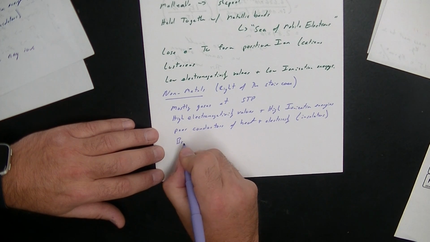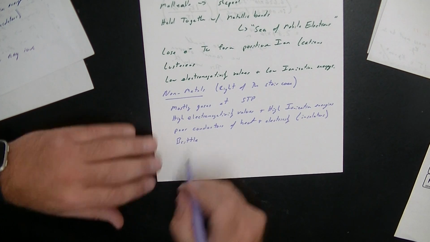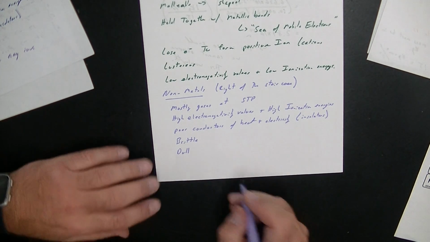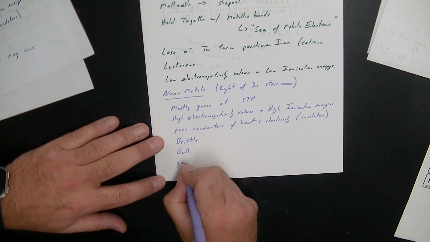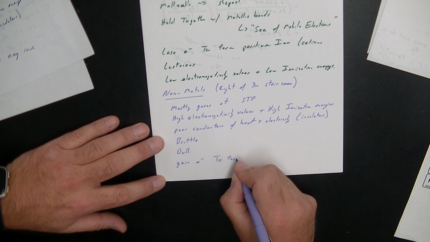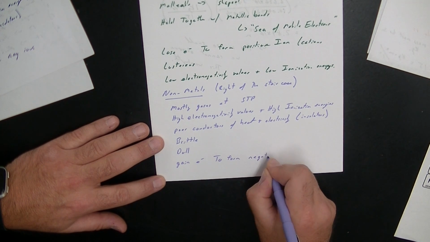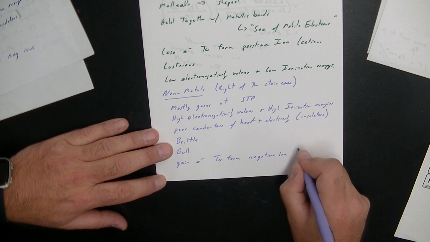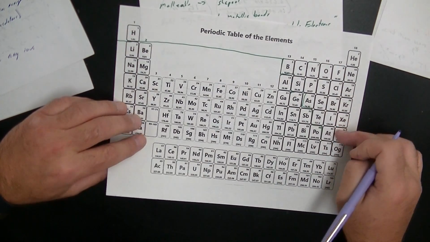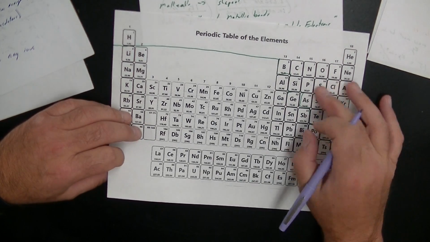They are brittle. So if I hit them with a hammer, they shatter. They're dull. They're not shiny. And our nonmetals gain electrons to form negative ions or anions. So all of our nonmetals are going to generally have negative oxidation numbers because they're going to gain electrons.